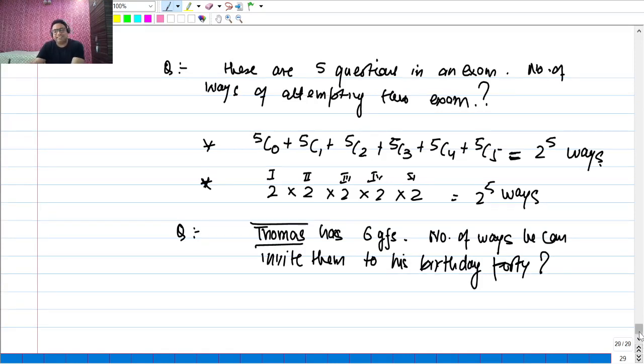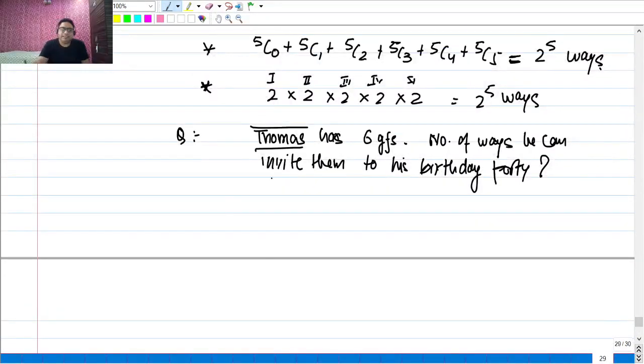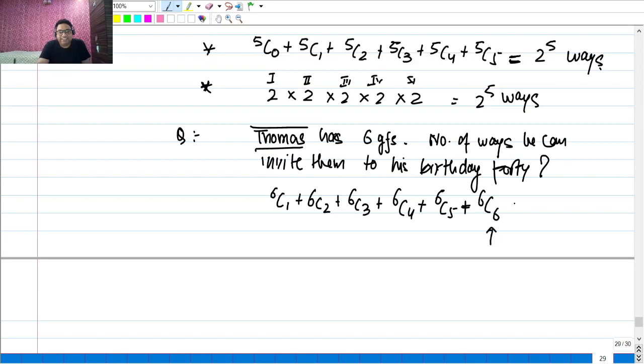So see this, most of the time, 6 girlfriends. So how does he invite them to his birthday party? Either out of 6 he invites 1, or out of 6 he invites 2, or 3, or 4, or 5, or 6. Oh my god, this is going to be mayhem. Which is 2 to the power 6 minus 1, isn't it? Why not 6C0? Because he has to invite them. You cannot say out of 6 he invites none. So we won't be taking that into consideration. Got my point? Is it okay?